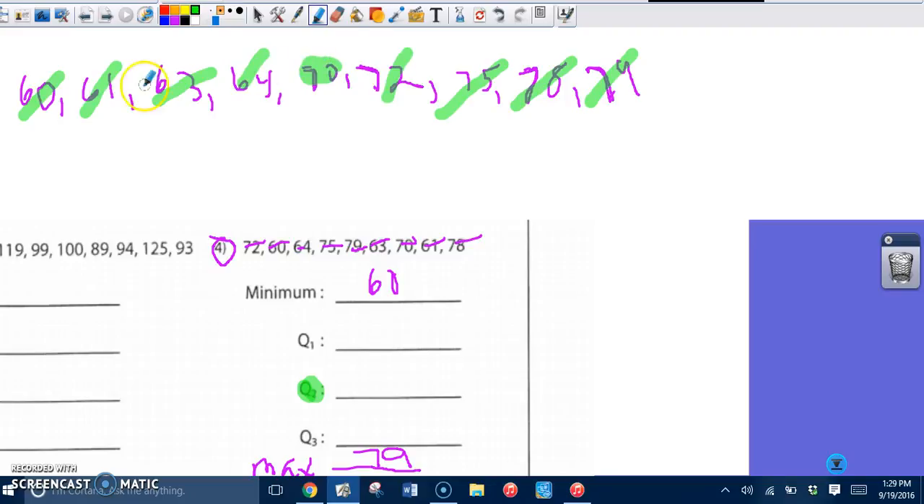To be sure, check to see you have the same amount crossed off on this side as you do on this side. 1, 2, 3, 4, check. 1, 2, 3, 4, check. Okay, so I know for a fact that my middle number is 70. That means my quartile 2 is 70. Now I'm going to go backwards and write this a little bit neater. I know that my middle number is 70 because there are 4 numbers on both sides, 1, 2, 3, 4. 1, 2, 3, 4. That leaves me with a middle number of 70.